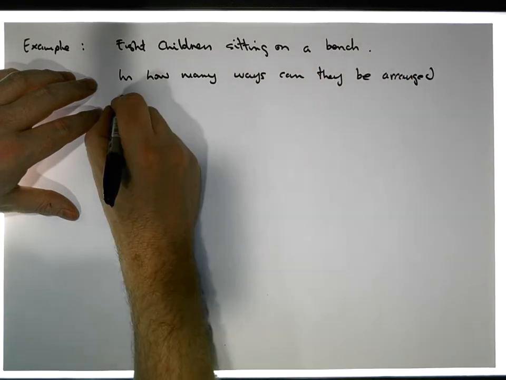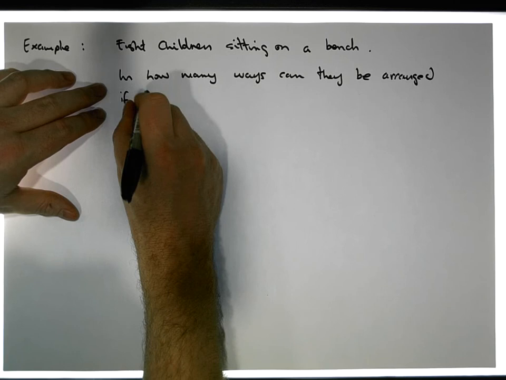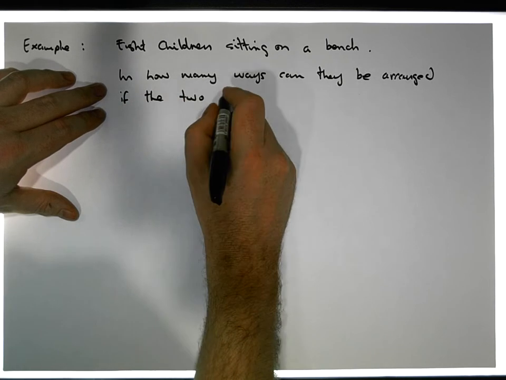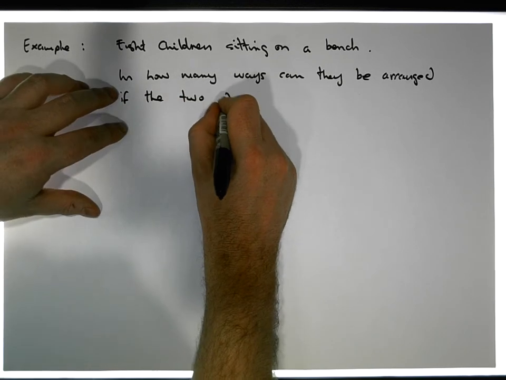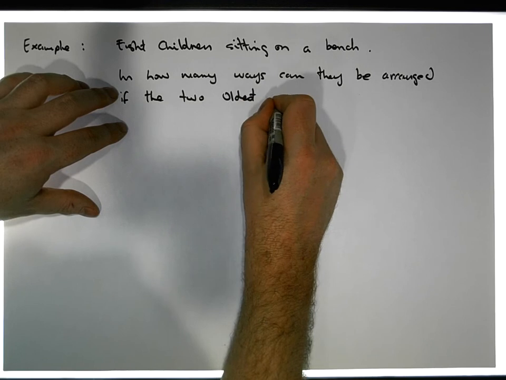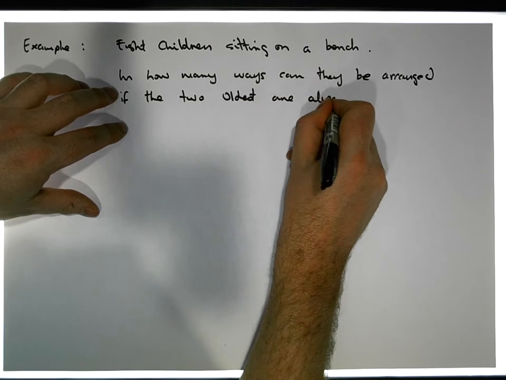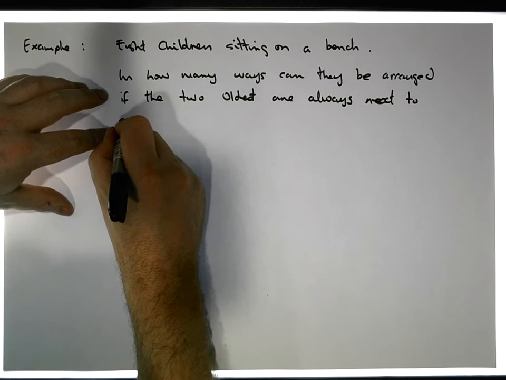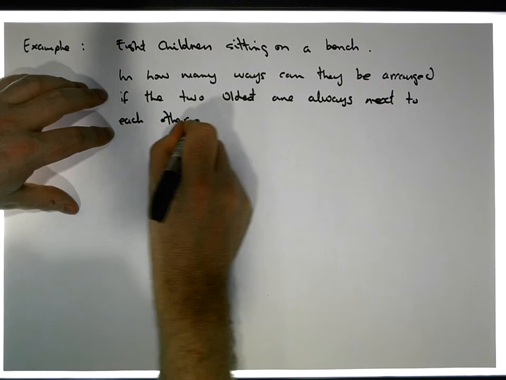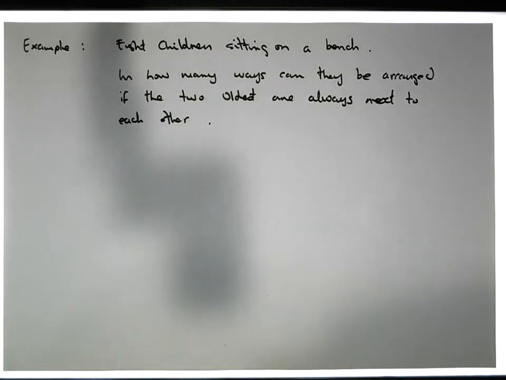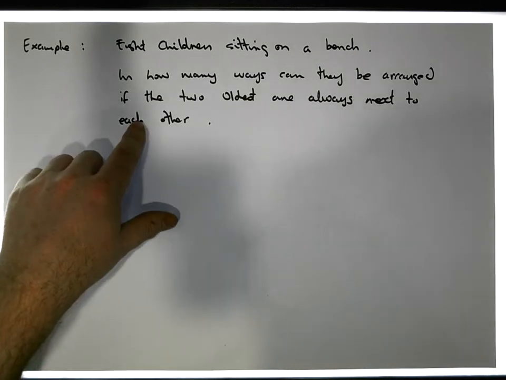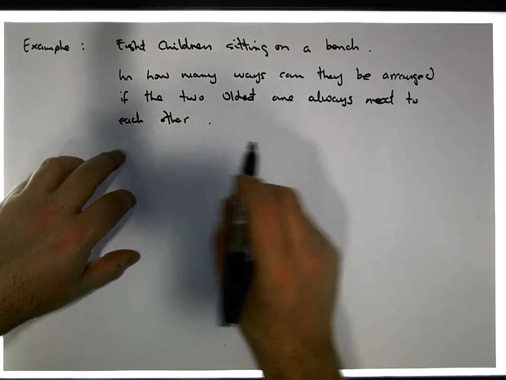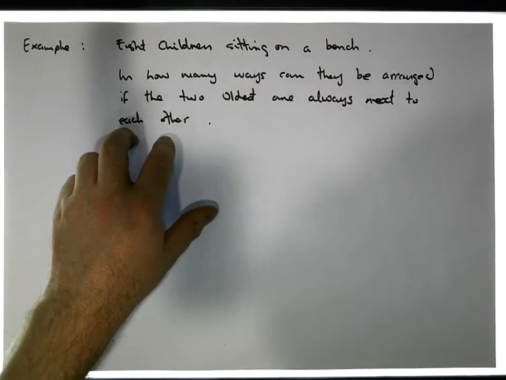if the two oldest are always next to each other? If the 2 oldest are always next to each other. I've actually just done that, haven't I? So we've just done that particular question. Let me just write it out again. The 2 oldest are always next to each other.